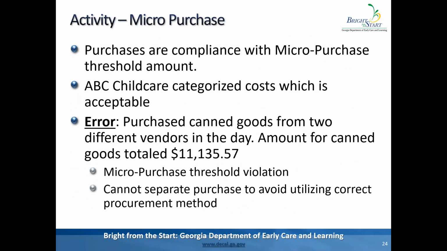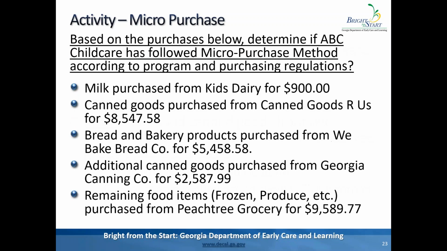ABC Childcare categorized their costs, which is acceptable. If we go back once again, we see that they separated their costs. There was a milk vendor, a canned goods vendor, and a bread and bakery products vendor, and then they did not categorize their frozen, their produce, maybe their spices, their regular grocery items, but this is acceptable. They could have, but they lumped all of those categories into one, which is acceptable so long as they did not purchase any more bread products, any other canned goods, or any other milk from Peachtree Grocery, which for the sake of this exercise, they did not.